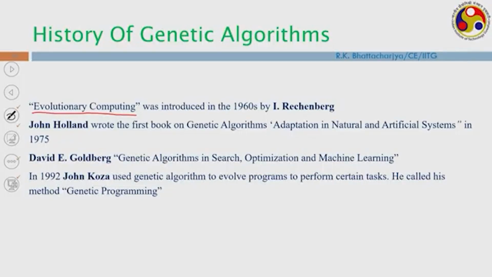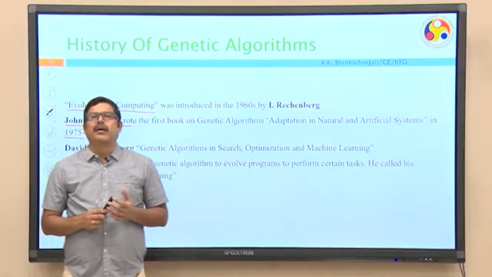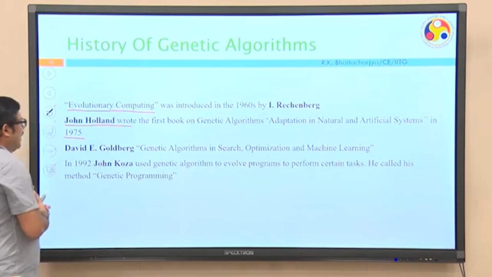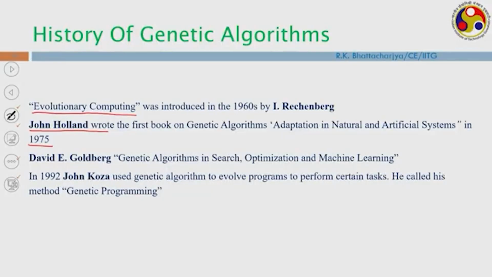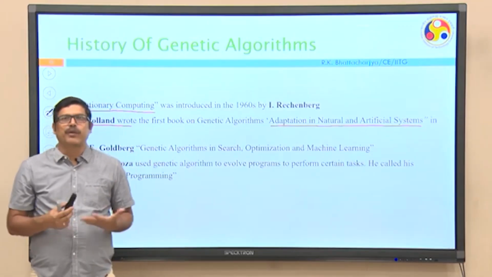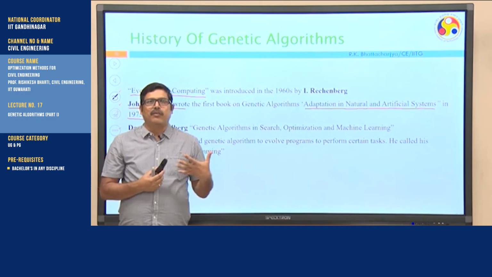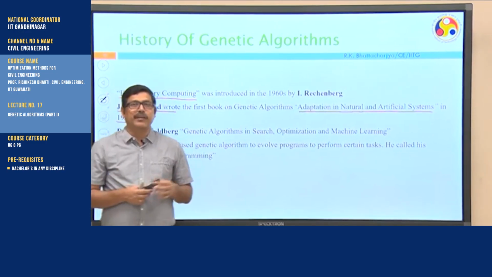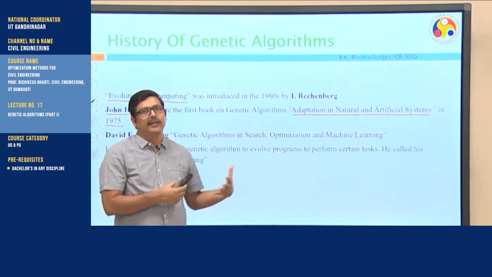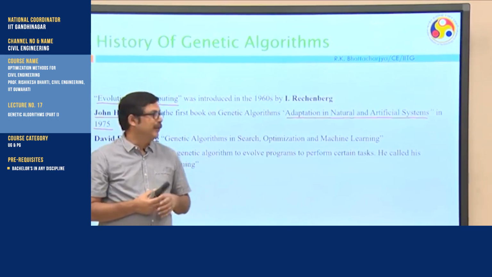In 1975, Professor John Holland, a professor at the University of Michigan, wrote the first book on genetic algorithm, Adaptation in Natural and Artificial Systems. That is the first book on genetic algorithm, written by Professor Holland, and at that time also this algorithm was not very popular. People did not accept genetic algorithm as a powerful optimization technique.